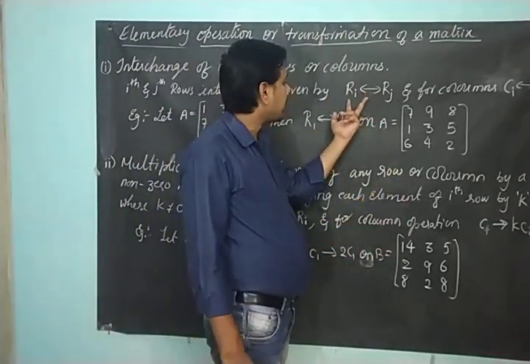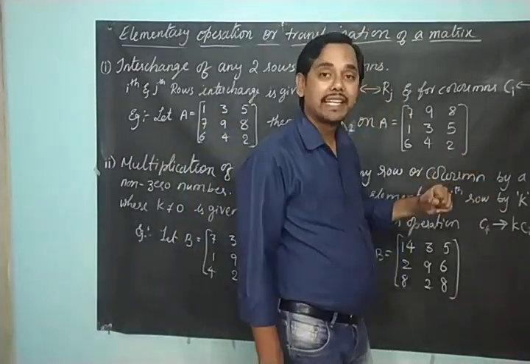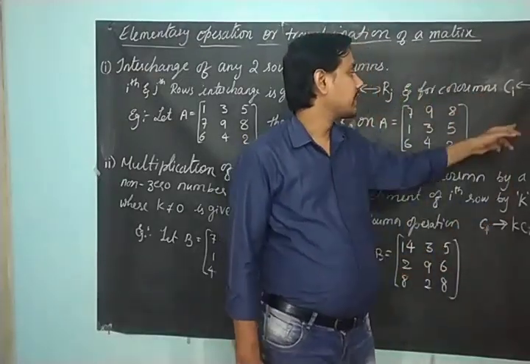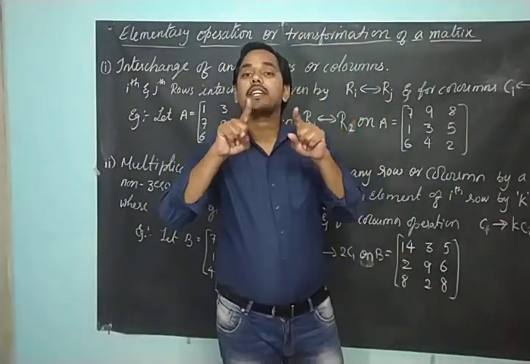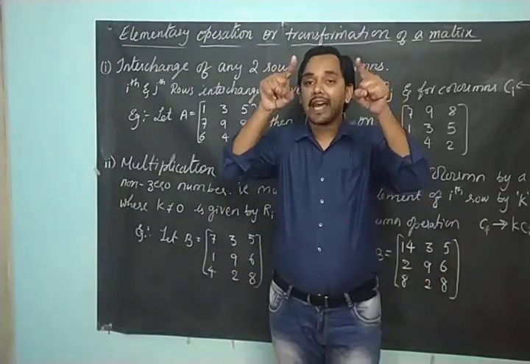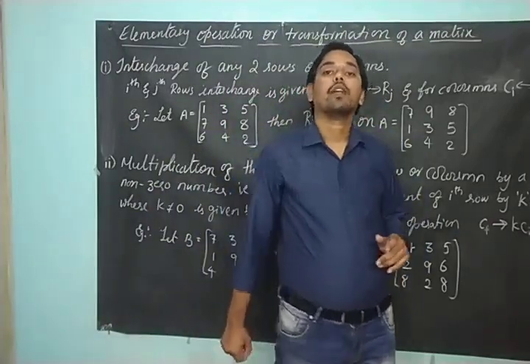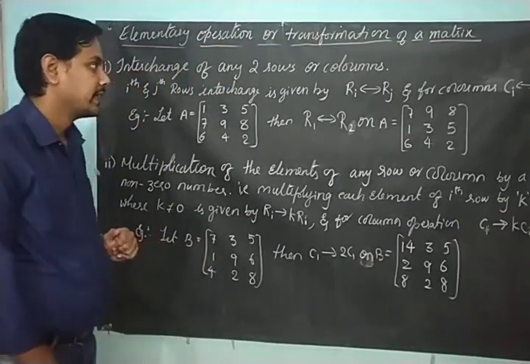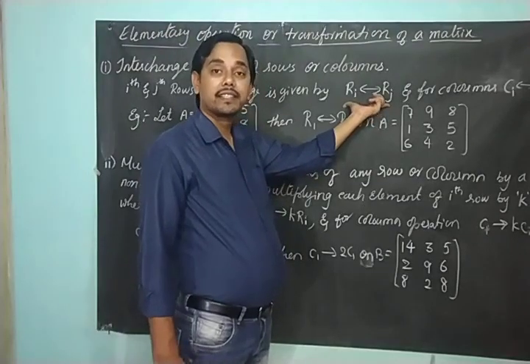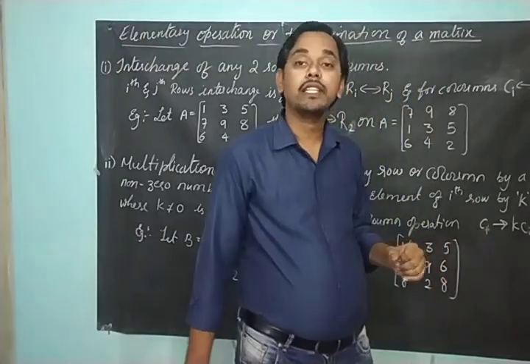What is the meaning of this? Ri is interchanged with Rj. And if you are doing it for columns, the ith column with the jth column, it can be symbolically represented as Ci interchanging with Cj. The rows or columns are interchanged, and that is represented as a line with an arrowhead on both sides. If you write this, it is understood that the ith row is interchanged with the jth row, and this way, the ith column is interchanged with the jth column.